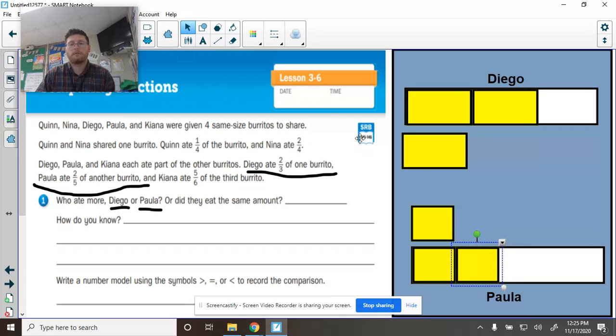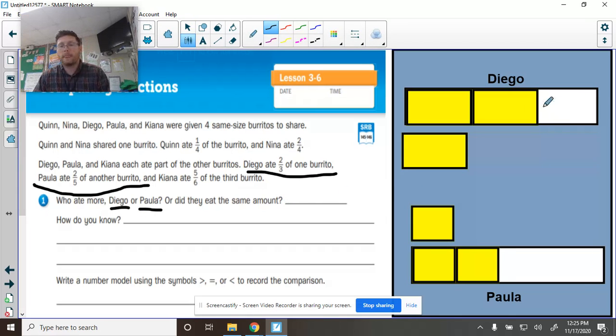All right. I have to say, who ate more, or did they eat the same amount? If I look at Diego's over here, his goes up to about right here. Paula's only goes up to about right here. So who ate more in this situation? Well, Diego did. So Diego ate more of the burrito. How did we know? When we compared our two fractions here, we saw that Diego had more.